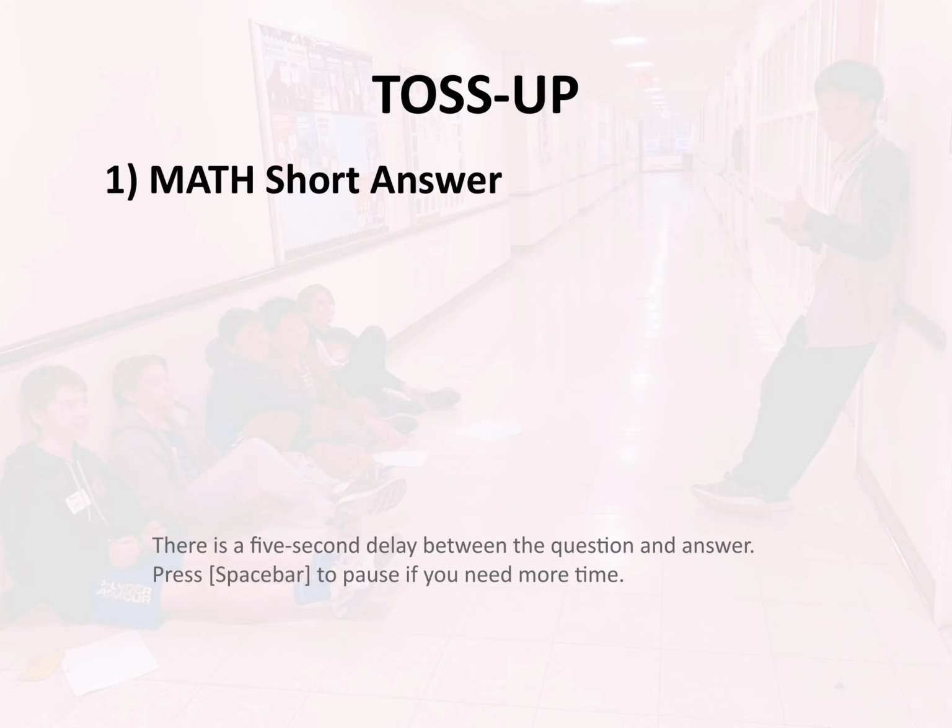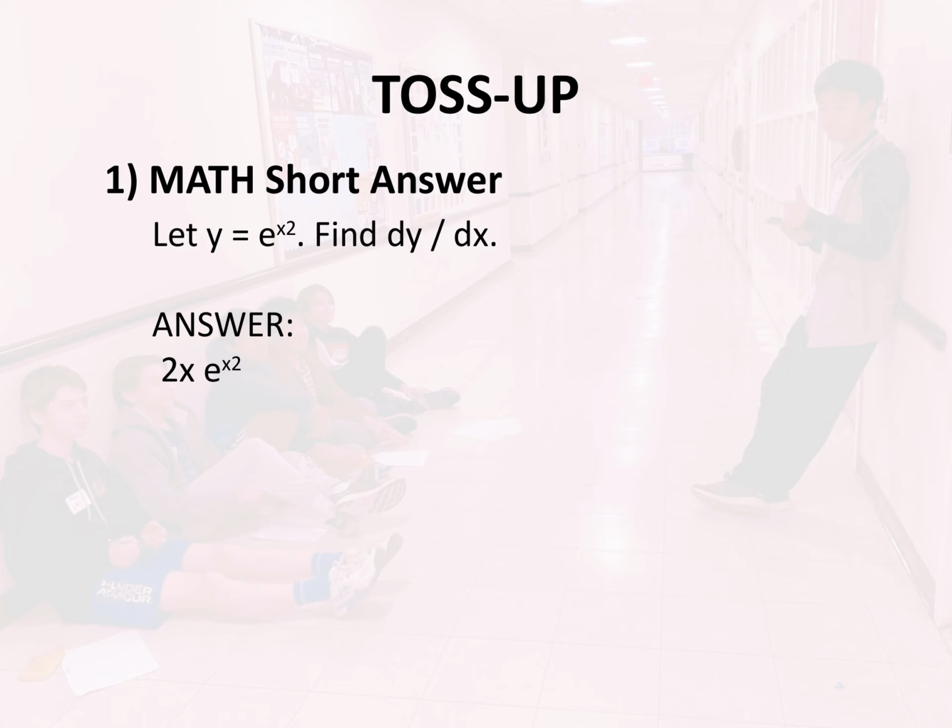Toss-up 1. Math. Short answer. Let y equals e to the power of x squared. Find dy over dx. Answer: 2x times e to the power of x squared.